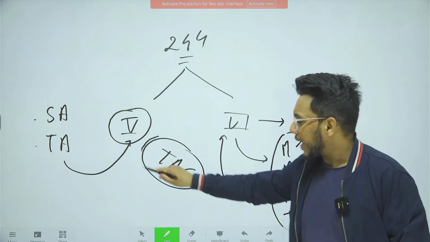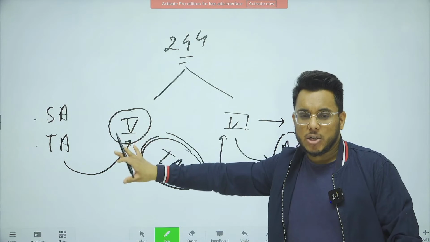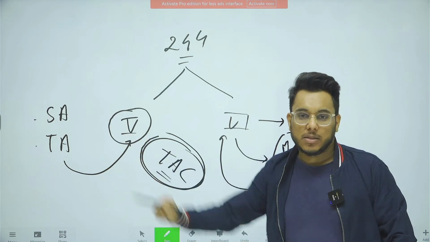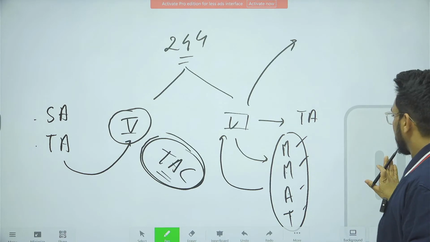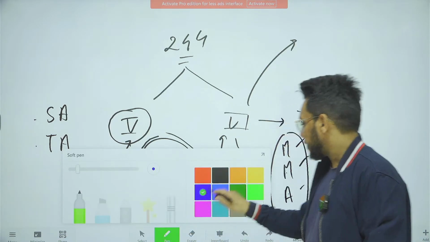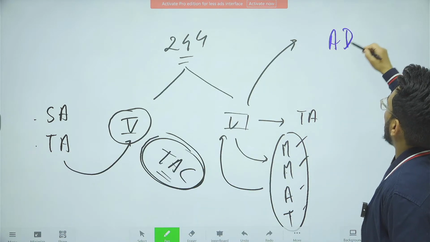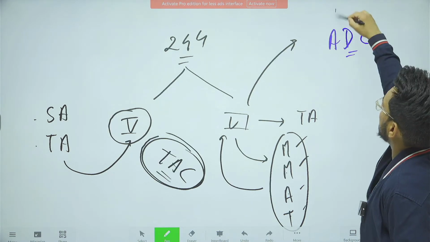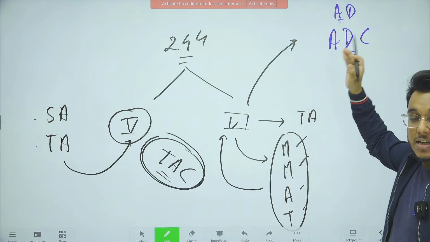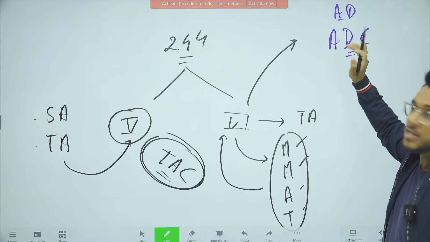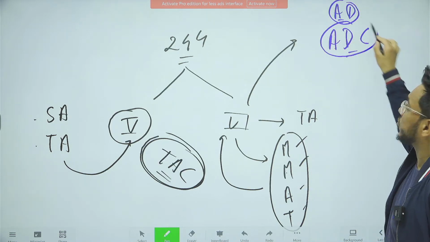Under Schedule 5, a Tribal Advisory Council will be developed, which will look into the conservation of the tribal people's rights and interests. And in Schedule 6, autonomous district councils and autonomous districts will be created. So basically, as per Schedule 6, the regions where tribal population is high will be created as autonomous districts, and there will be an autonomous district council.